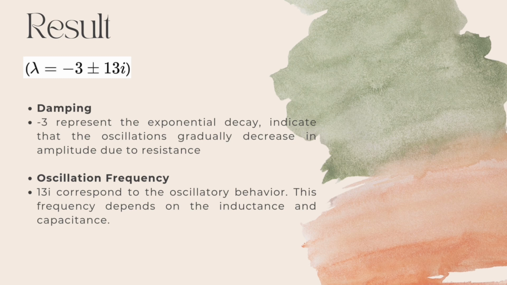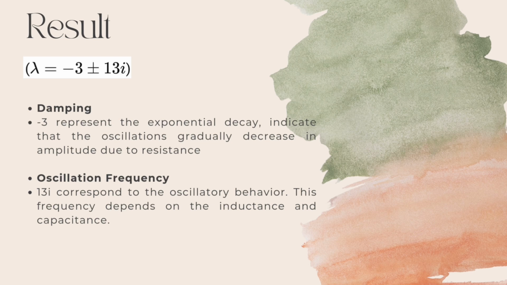So I will present the result and discussion of the solution. So the result is lambda equals negative 3 plus minus 13 imaginary. The first one is damping. Negative 3 represents the exponential decay, indicating that the oscillations gradually decrease in amplitude due to resistance. So the real part is negative 3.